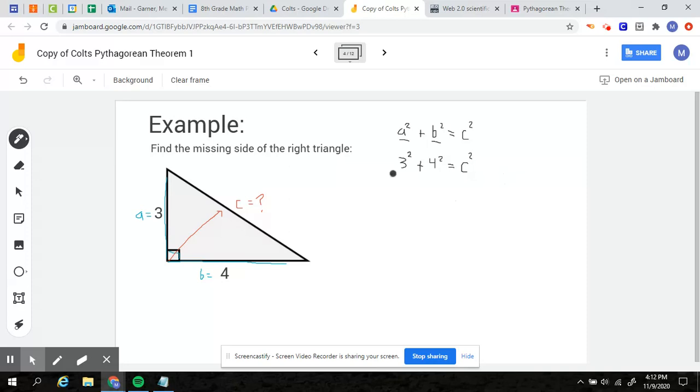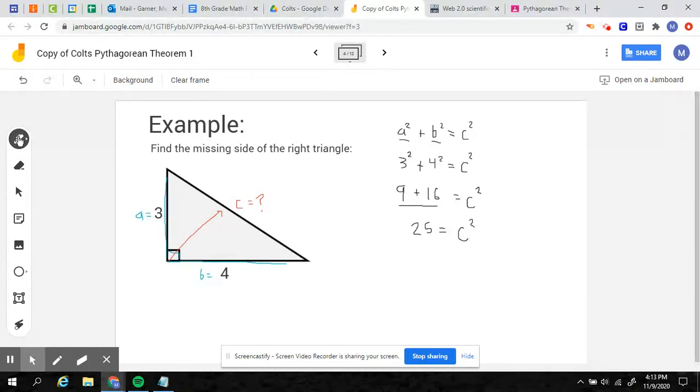So I'm just going to figure out what is 3 squared. That's just 3 times 3, so that's going to be 9. 4 squared is 4 times 4, so this is 16. And remember, once again, you can always use that calculator, the Web 2.0 calculator. And this is still going to equal c squared. Once I've squared both of those, I'm just going to add them together. So 9 plus 16 equals 25. And you'll see that this last step looks very similar to those review problems we just did.